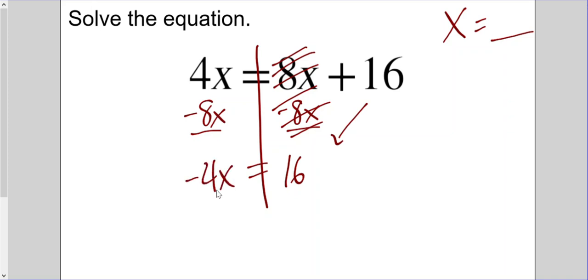Now I have one step left. I want to cancel out this negative 4. That's being multiplied by the x, so I'm going to divide by that exact same number, divide by negative 4. And x also is negative 4. 16 divided by negative 4 gives me my final answer.